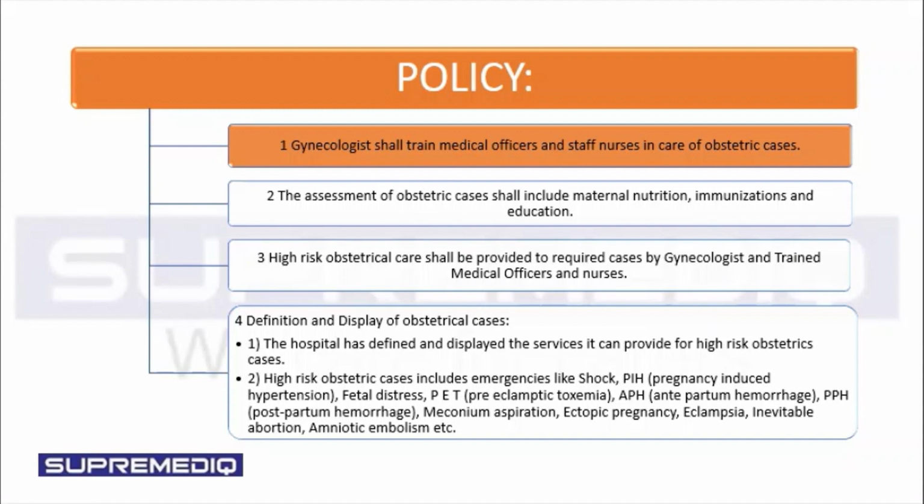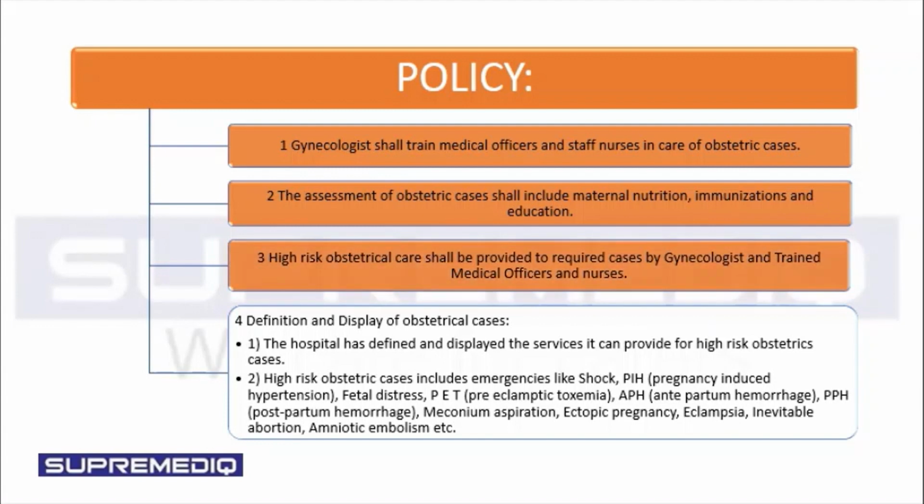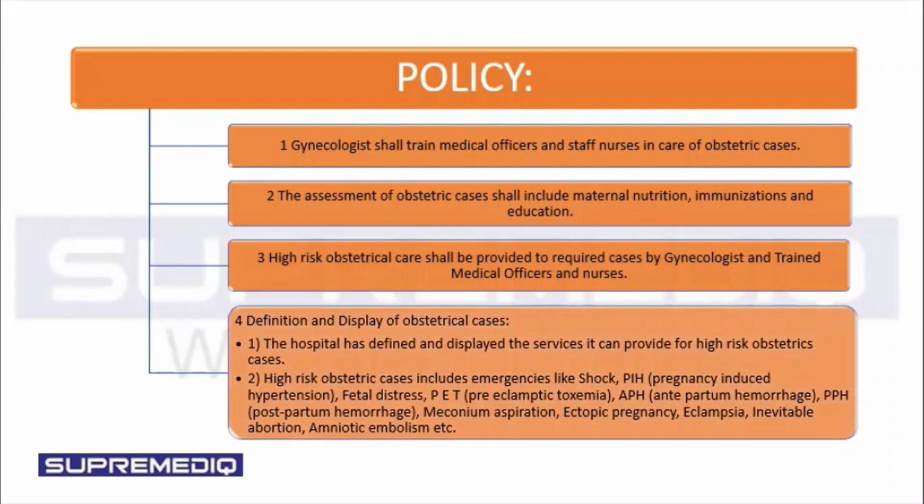4. Definition and display of obstetrical cases. 1. The hospital has defined and displayed the services it can provide for high-risk obstetrics cases. 2. High-risk obstetric cases include emergencies like shock, PIH, pregnancy-induced hypertension, fetal distress, PET, preeclamptic toxemia, APH, antepartum hemorrhage, PPH, postpartum hemorrhage, meconium aspiration, ectopic pregnancy, eclampsia, inevitable abortion, amniotic embolism, etc.